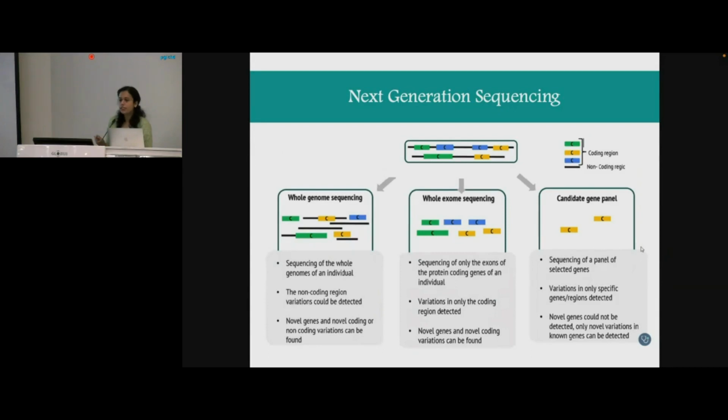Even the intergenic, intragenic, regulatory, promoter, 5', 3', and deep intronic regions, everything is covered here. The resolution can go as high as 1 base pair. But the analysis part is tricky. You need to have massive information about bioinformatics. Here the advantage is that novel genes, novel variations, and novel non-coding regions can also be discovered by doing this.